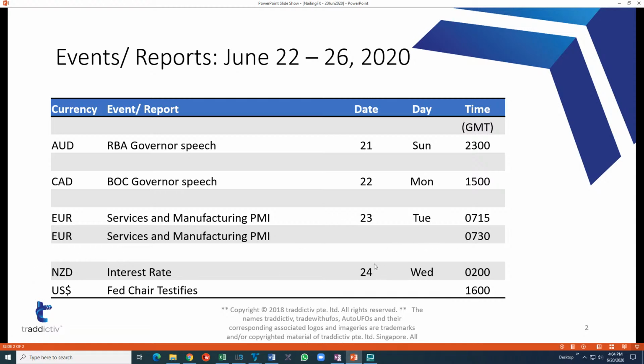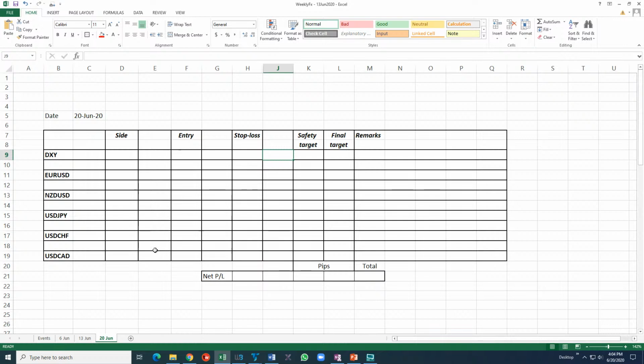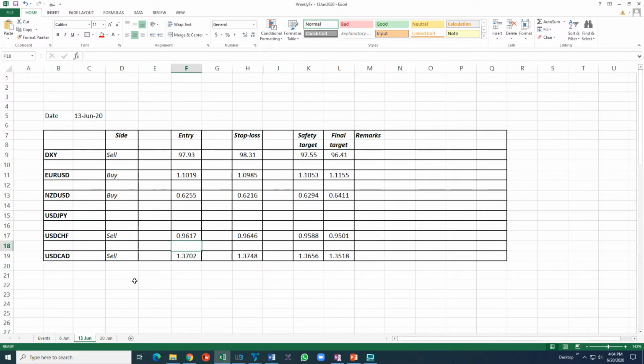Before we start, I'd like to quickly do a review, since some of you were in the session last week as well. These were the trading ideas we had discussed on the 13th of June, the previous Saturday when we met. We had put out some trades.